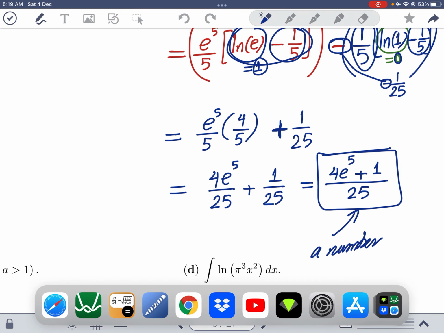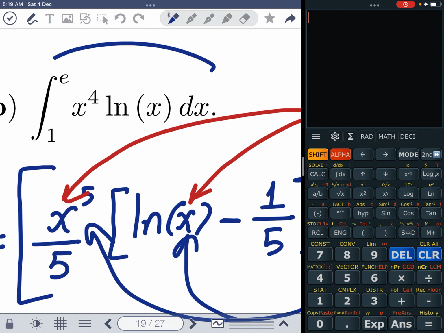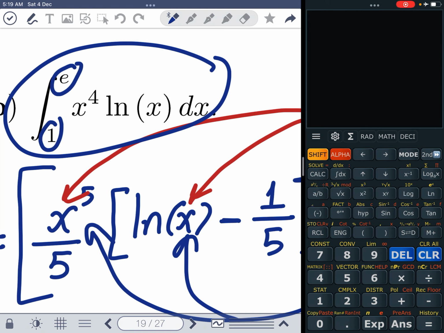So let's check on the calculator. I'll put it here, and then the question was this one. Now I'll put it inside the calculator. This is a regular definite integral, so you use just the regular thing. The Casio calculator can do this integral. And you put from 1 to e, x to the power 4 times ln x, equals, let's see. They put it as a decimal, but I'll change it to a fraction to see what it looks like.